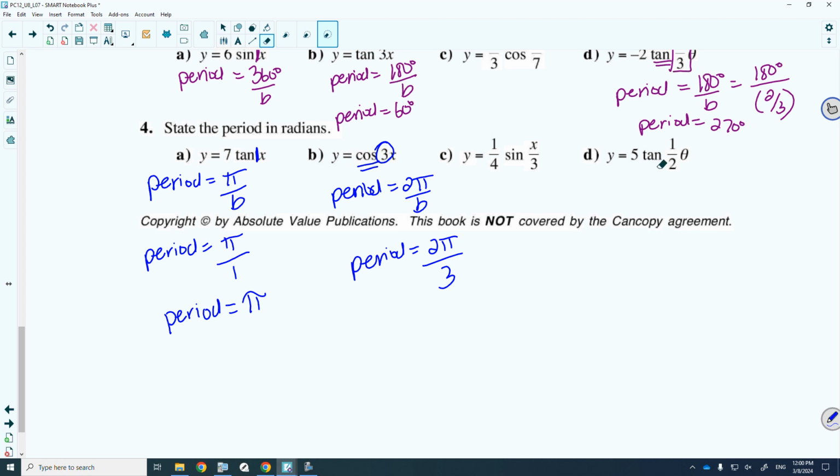This one, again, period. It's a tan graph. Tan is pi divided by b. Period is equal to pi divided by 1/2. Pi divided by 1/2 is the same thing as pi times 2, so the period would be 2 pi.